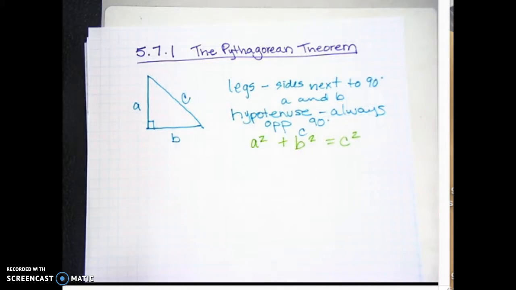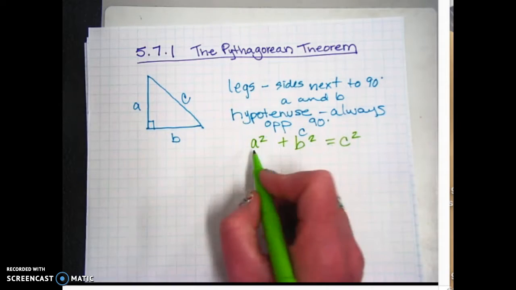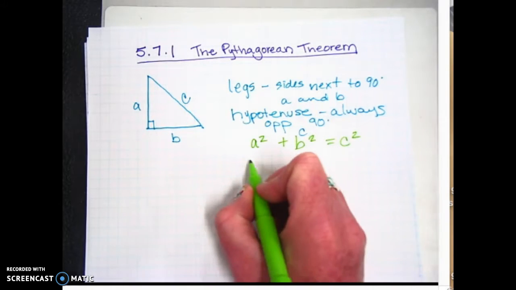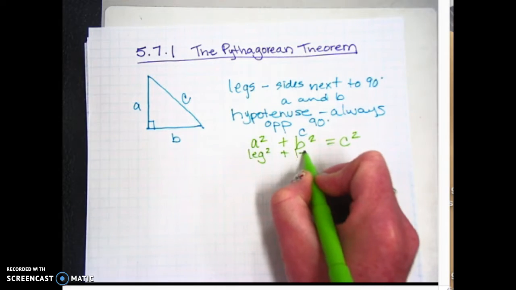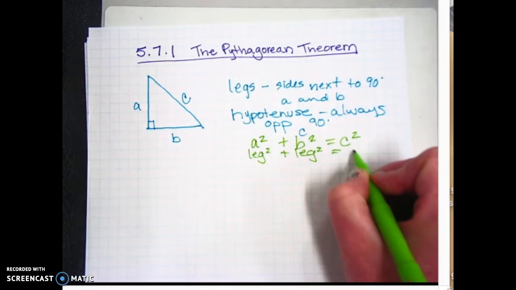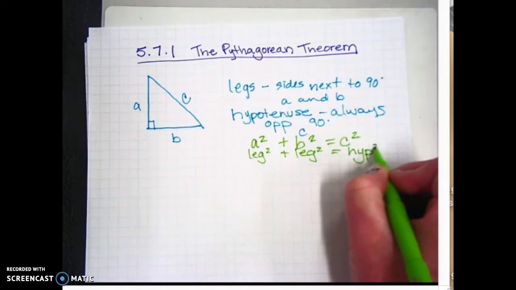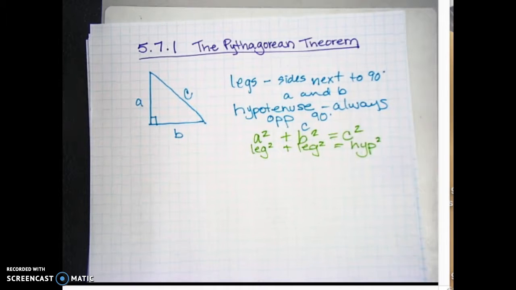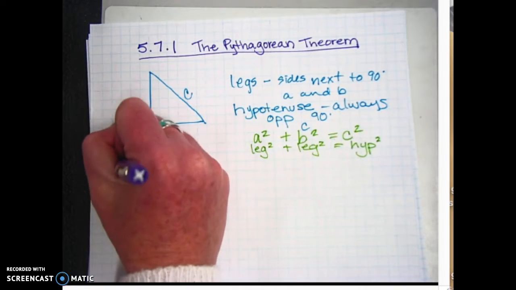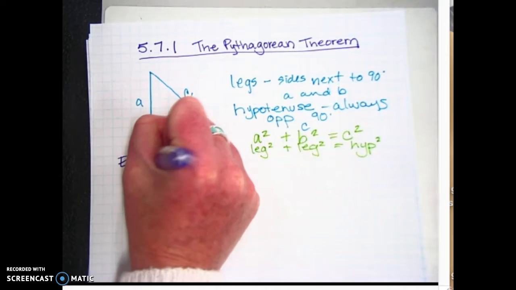One other way to think of the Pythagorean Theorem, instead of with A squared plus B squared equals C squared, is to think of it as leg squared plus leg squared equals the hypotenuse squared. Okay? All right, so we're going to do a couple. First one we're going to look at, we'll title it example number 1.